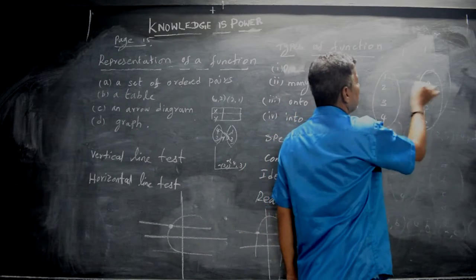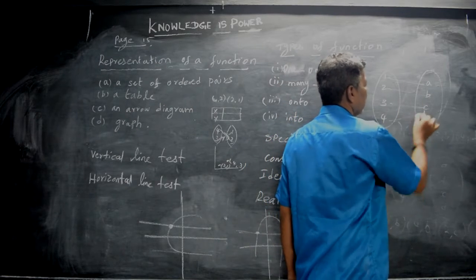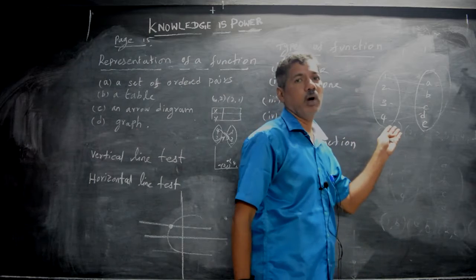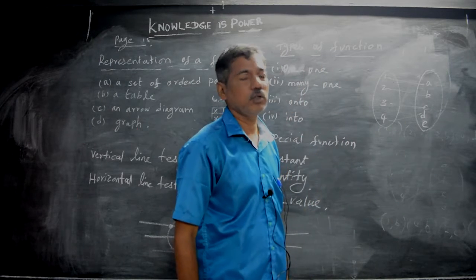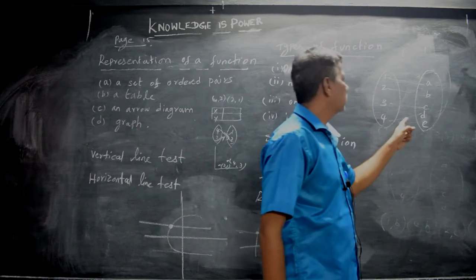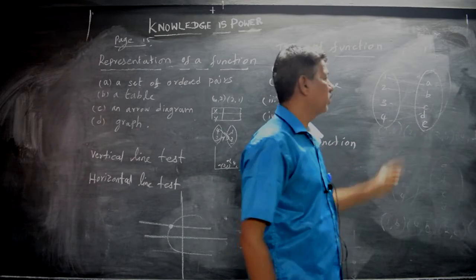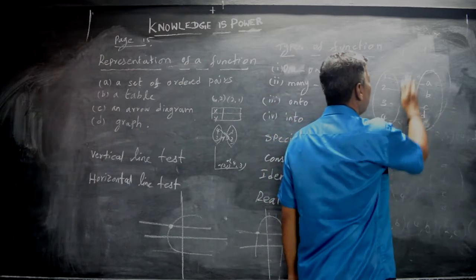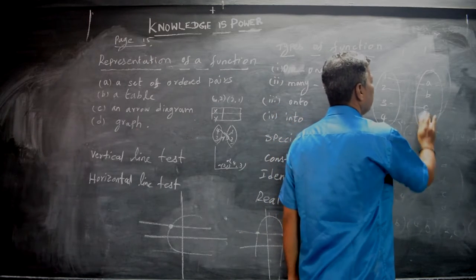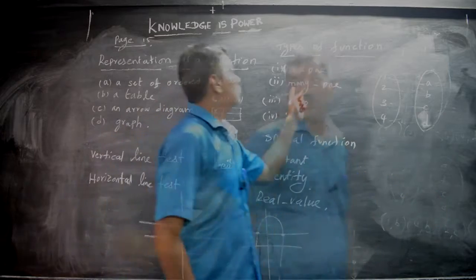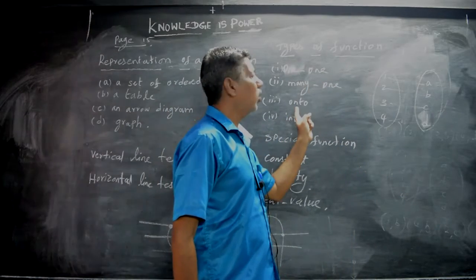Okay, so this have. We can call it as what? 1 to 1. But what is the meaning of onto? What is the meaning of onto? So 1 to 1, many to one, onto.